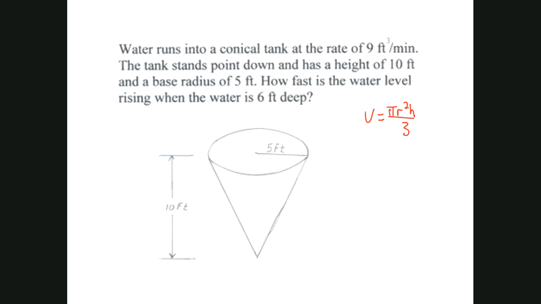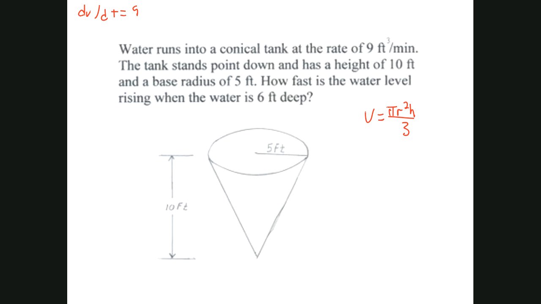Okay, so let's read this question. It says water runs into a conical tank at a rate of 9 feet cubed per minute. Okay, so what piece of information did they just give me? Water runs into a tank at a rate of 9 feet cubed. And the units kind of give it away, right? dV dt. They just gave me dV dt.